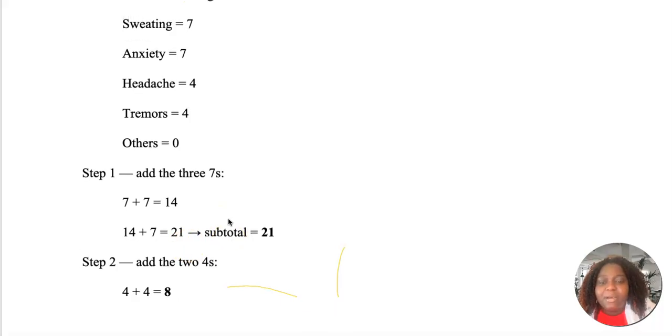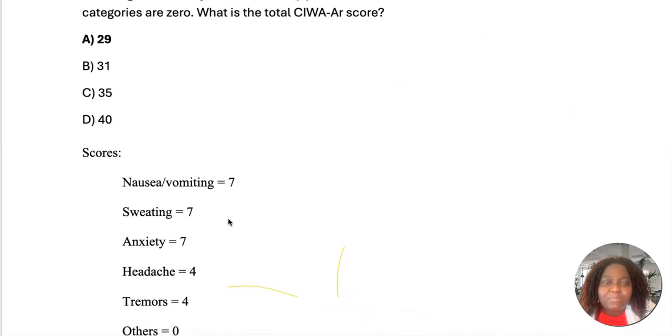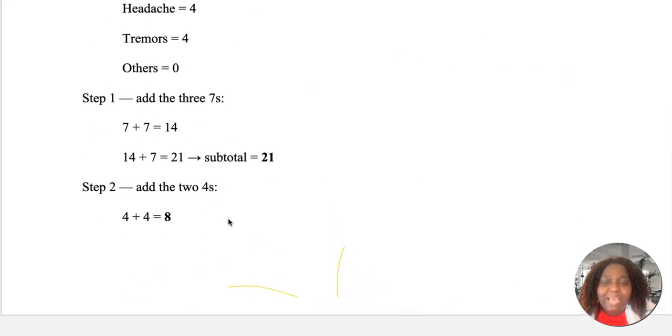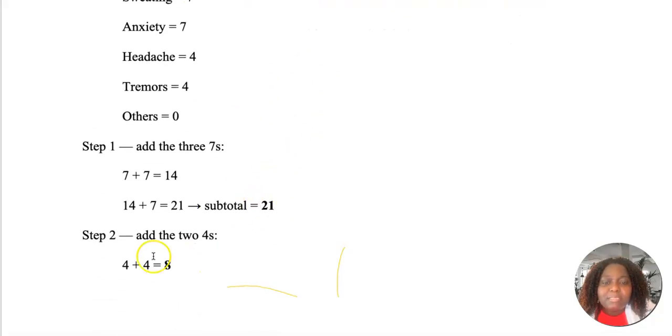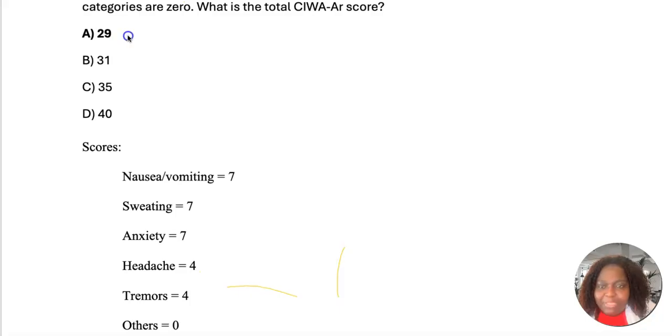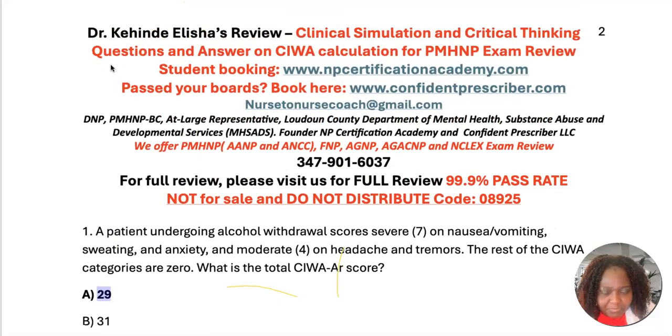Now, this is the deal. How else can you be tested on this one? Sometimes the examining body will also give you the score right here, let me say 29. They will just say, a patient comes in with a CIWA score of 29. What will you do for the patient? How can you support the patient?